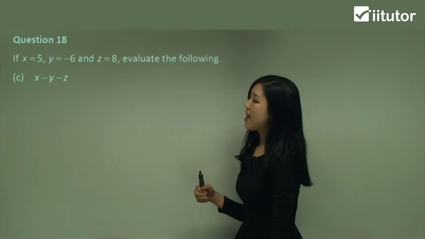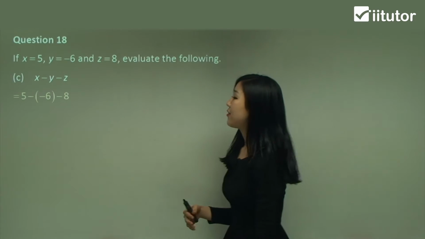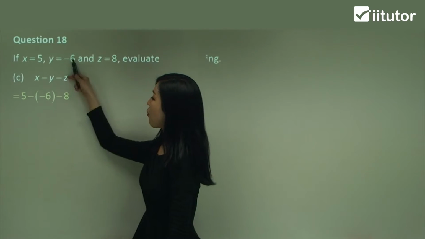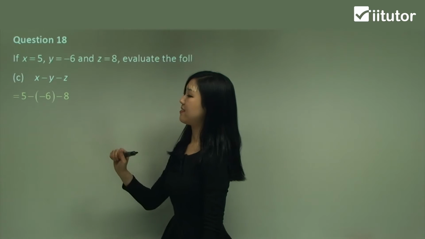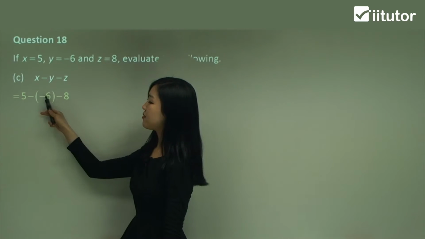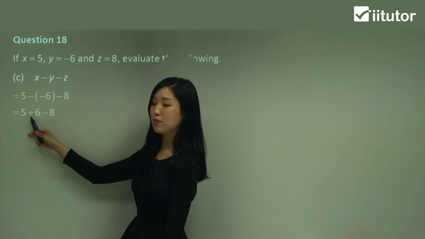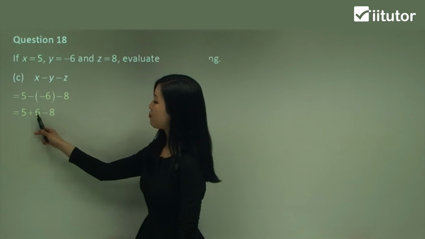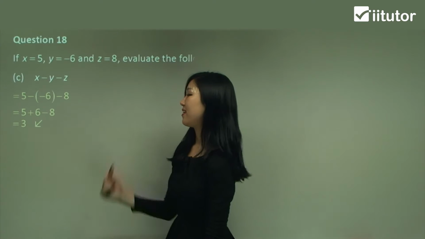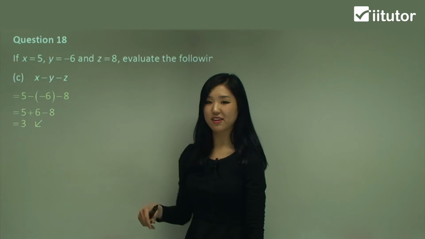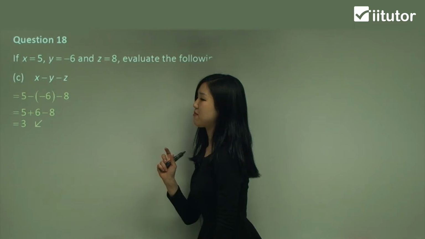And then C, x minus y minus z. So we know x is 5, y is -6, z is 8. So remember, minus minus makes a plus. So I change that into a plus. So be careful with your signs. And then 5 plus 6 minus 8, it's simply 3. You guys can do that calculation, yeah? And that's it. So just be careful with the signs.